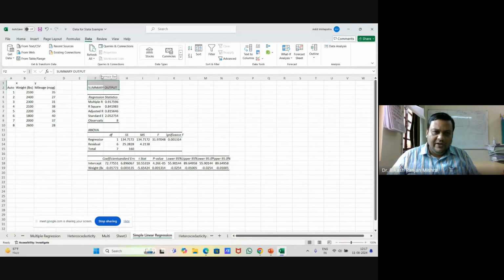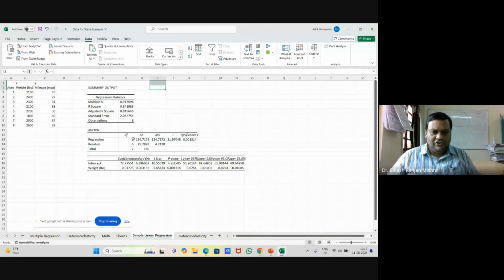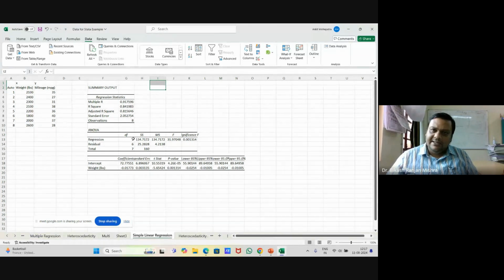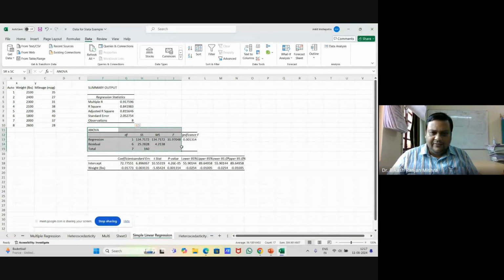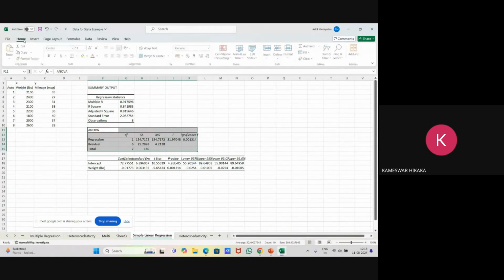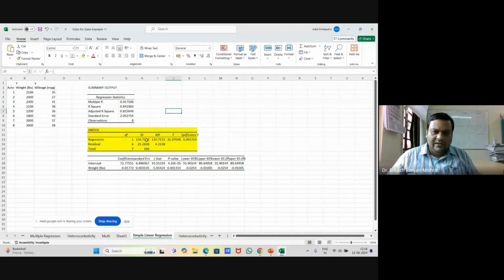The summary output indicates that there are basically three versions of it. Any regression analysis in Excel will give you regression statistics like this. This is part one of the story. Second, it will give you an analysis of variance table. The second part of the story, if you want to highlight with some color, then this yellow color will be the second part, which is analysis of variance.